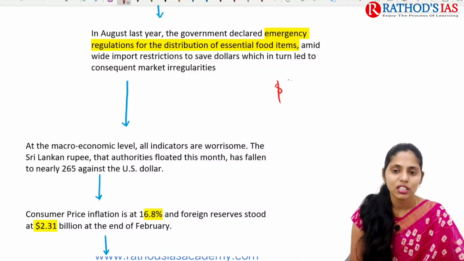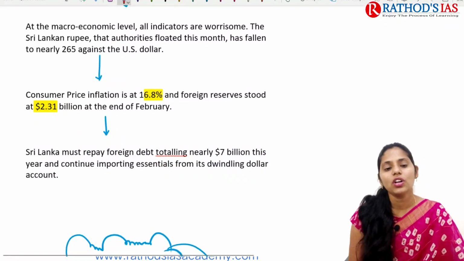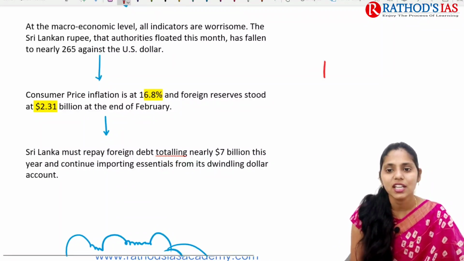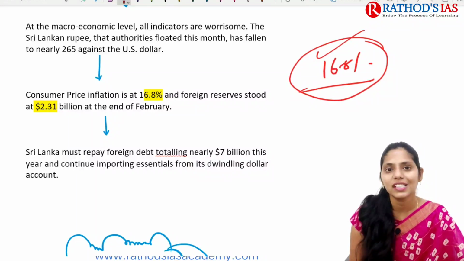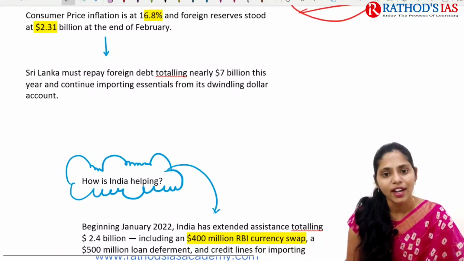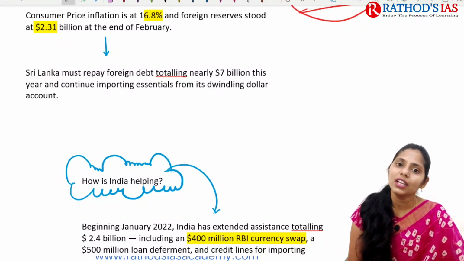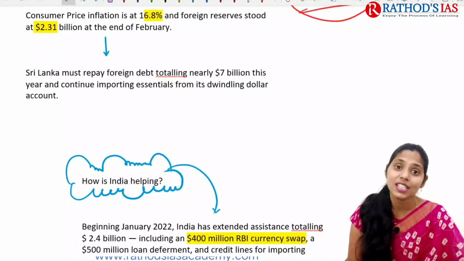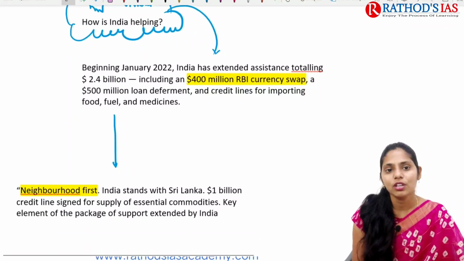So $1 is equal to about 265 Sri Lankan rupees, right? And even consumer price inflation is very, very high. It is like 16.8%. And the foreign reserves are at $2.31 billion at the end of February. And Sri Lanka must repay foreign debt, right? The total here is about $7 billion this year. And even on one side, it is also increasing its imports, okay? So in this way, we can say there will be a rising debt of Sri Lanka.